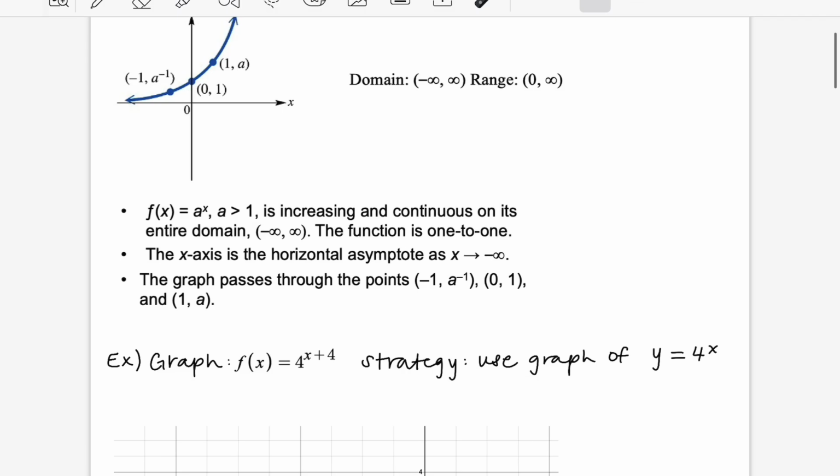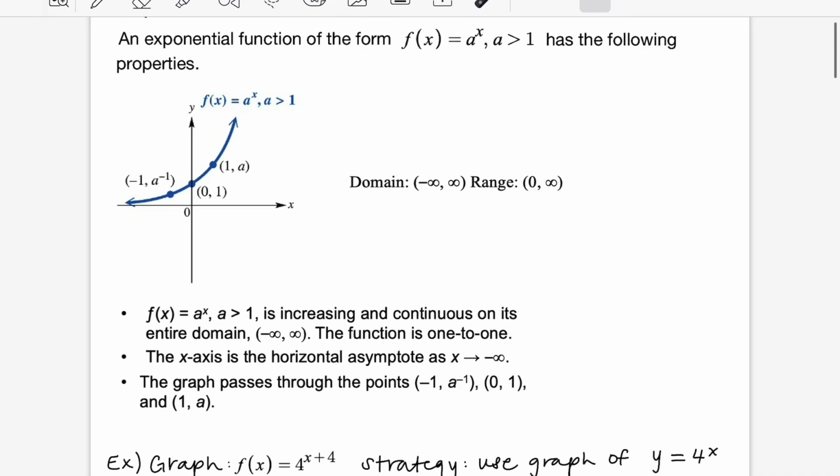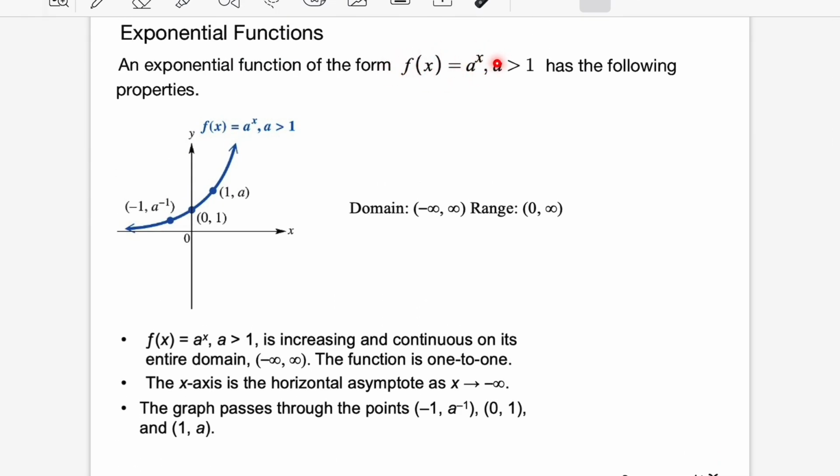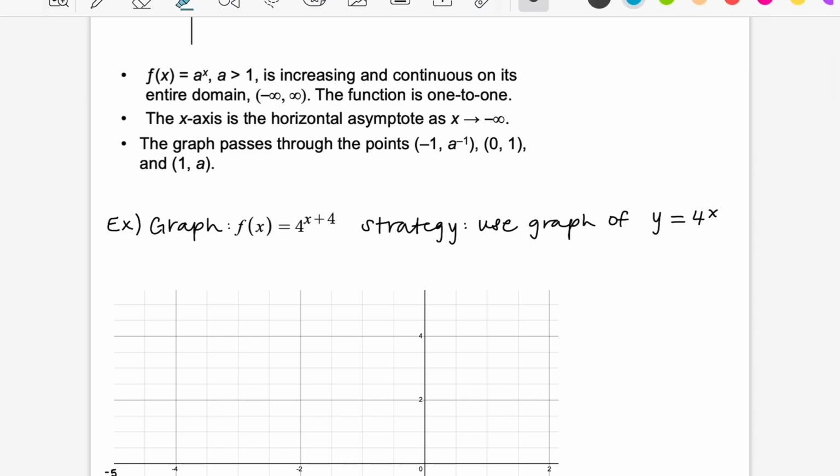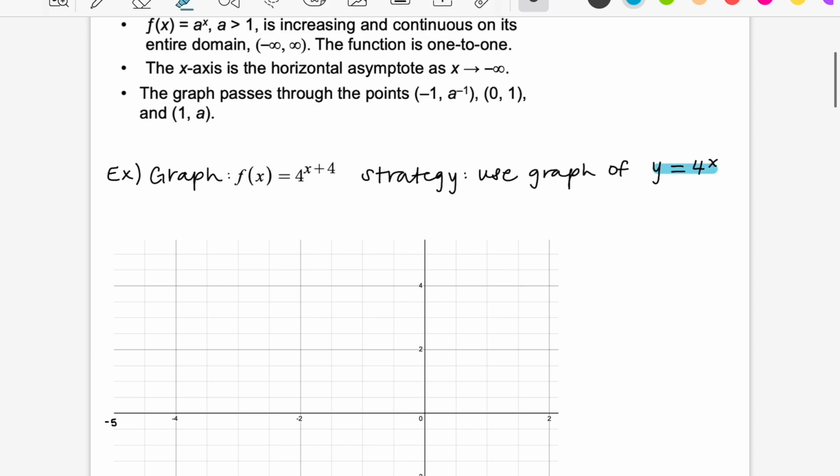We want to graph this function here, f of x is equal to 4 to the x plus 4. So in this case, what we're going to do is use the graph of our parent function, y is equal to 4 to the power x. That's going to be of the same form as this function here, and then we know we can use graph translations to find the graph of this one. So doing some color coding here, we're going to graph this using the properties that we just discussed above.